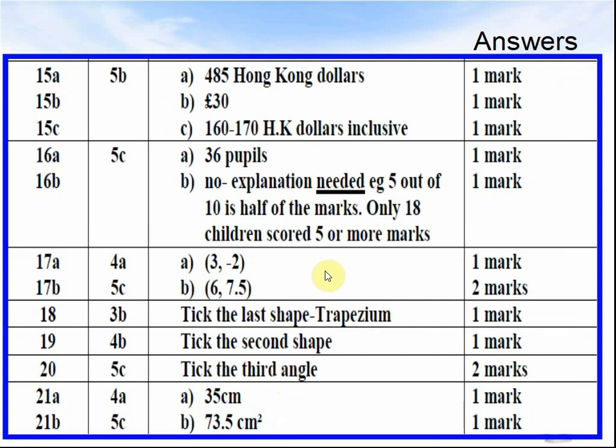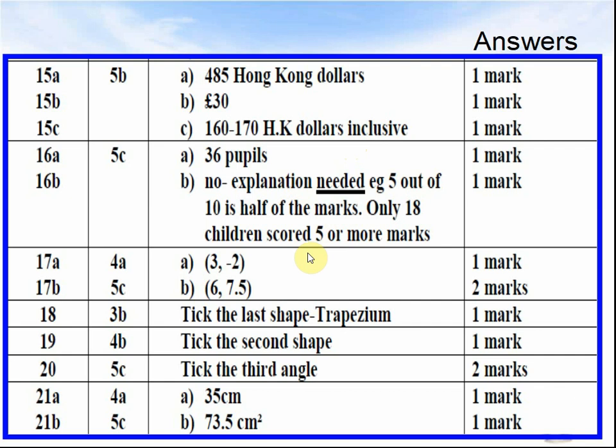15A is 485 Hong Kong dollars, 15B £30, 15C 160 to 170 Hong Kong dollars inclusive. 16A 36 pupils, 16B no explanation needed, 5 out of 10 is half the marks, only 18 children scored 5 or more marks.